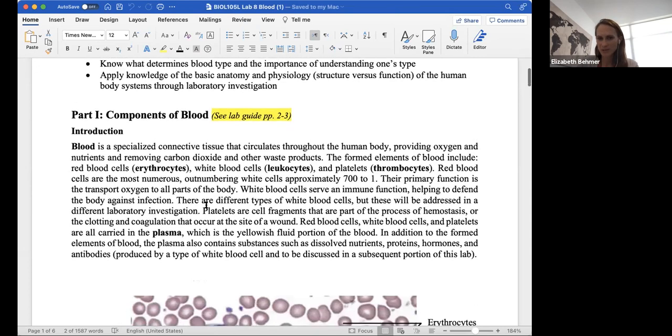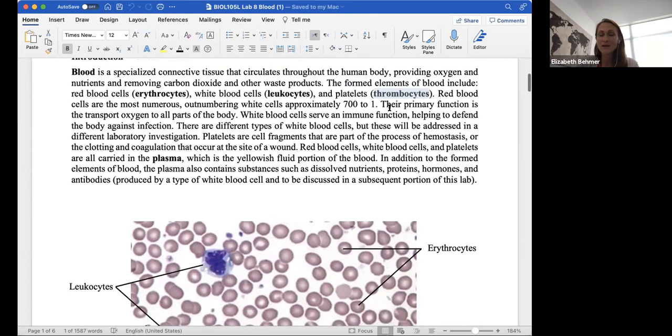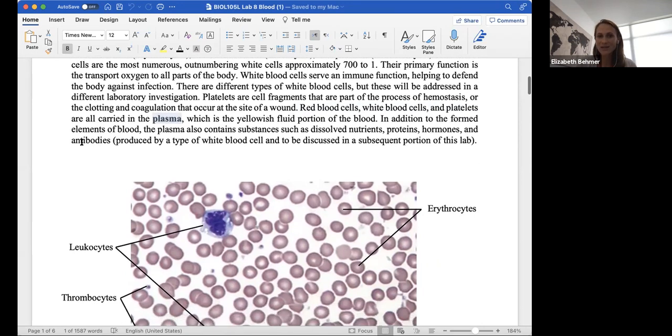Blood itself is a specialized type of connective tissue. It includes formed elements, and the formed elements are erythrocytes, which are red blood cells, leukocytes, white blood cells, and thrombocytes, which form platelets to help blood clotting. The red blood cells, white blood cells, and platelets, again, which are the formed elements, are all carried in what we call plasma, which is the yellowish fluid portion of blood. Plasma can also contain some nutrients, proteins, hormones, and antibodies produced by a type of white blood cell to be discussed later.